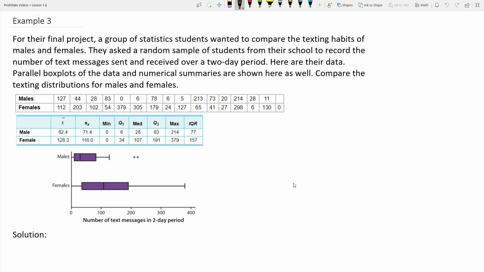Alright, so for their final project, a group of statistics students wanted to compare the texting habits of males and females. They asked a random sample of students from their school to record the number of text messages sent and received over a 2-day period. Here are their data. Parallel box plots of the data and numerical summaries are shown here as well. Compare the texting distributions for males and females.